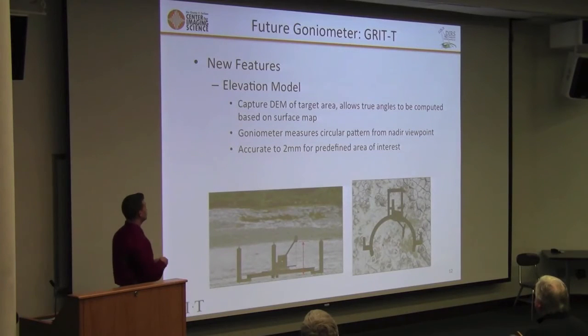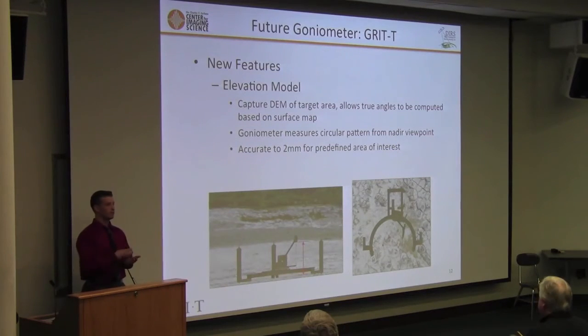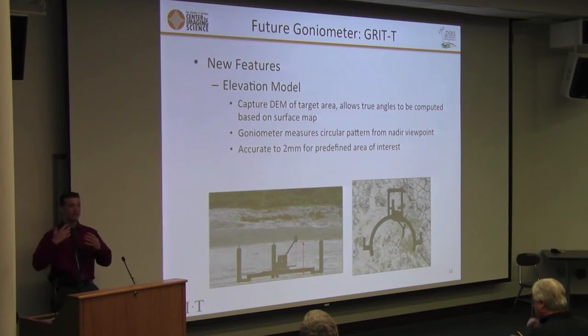So another important feature of this is the elevation model. We capture a digital elevation model of the target area. And it's great because it also allows us to do the target tracking, but more importantly, from that information, if we are on an incline or if our target is rotated in some way, it allows us to back that geometry back into the data.